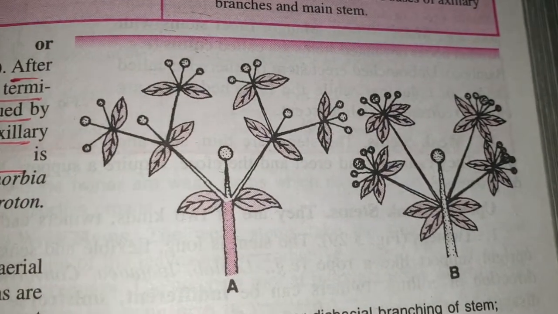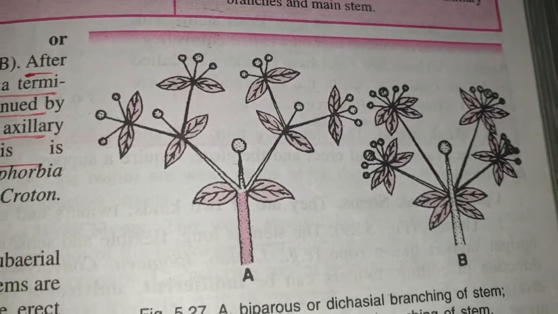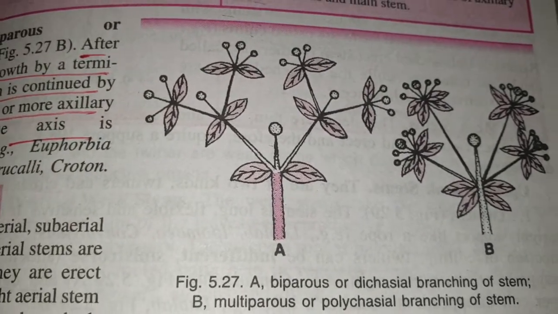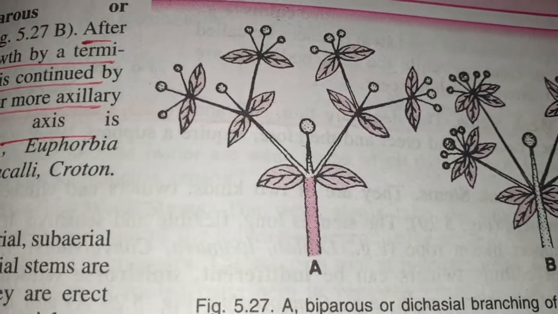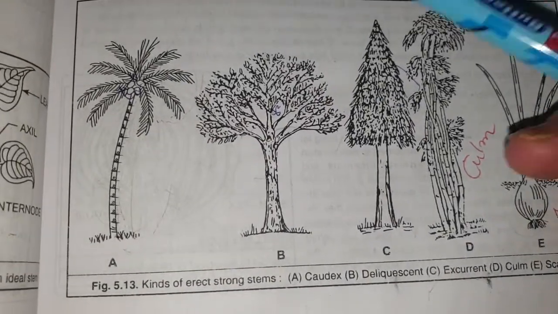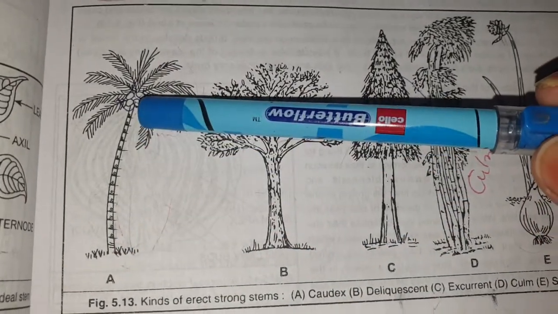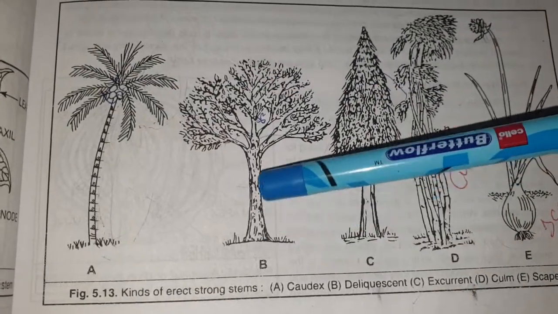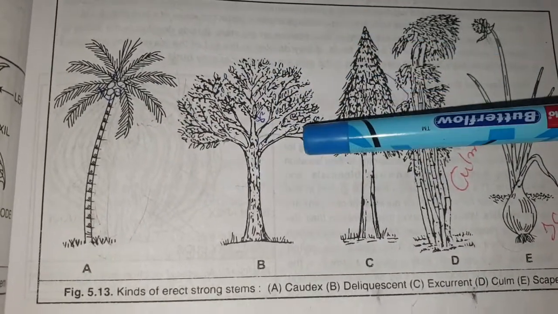If one lateral bud is taking the role, uniparous; two lateral buds taking the role, biparous; if more than two, then multiparous. Okay, now next we come to the different forms of stem. So for forms of stem, as you can see, this is called the caudex, which has a cylindrical stem and a foliage of leaf at the top portion. Okay, this is deliquescent, that means it has a great foliage of branching in the above portion.